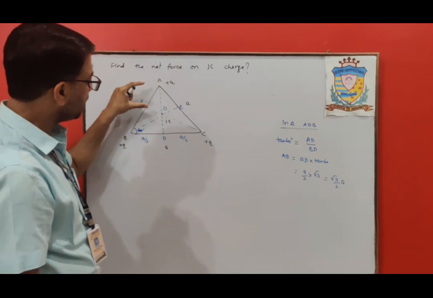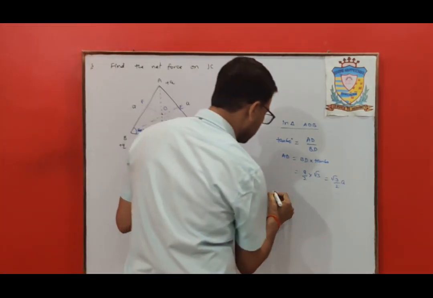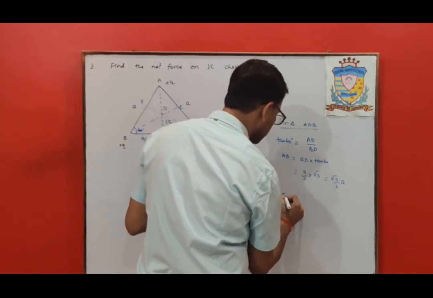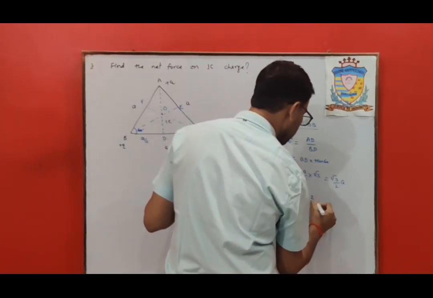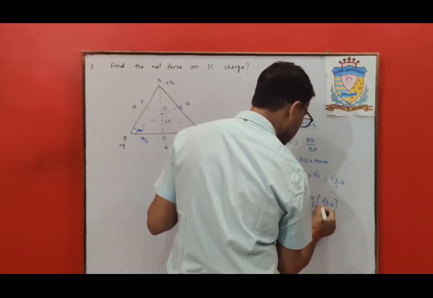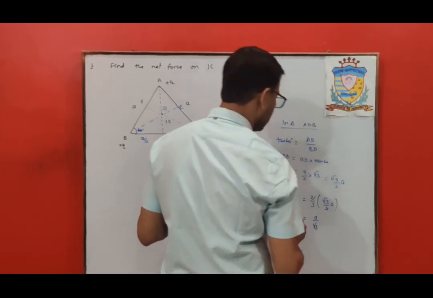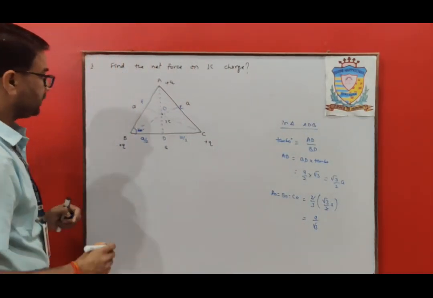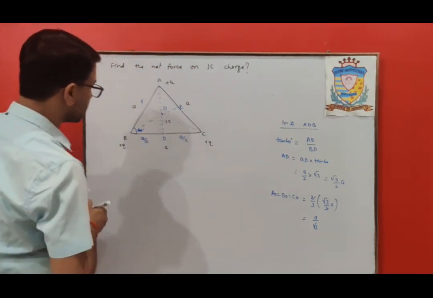As we know that this value is 2/3 of the total. That means AO is equal to BO is equal to CO is equal to 2/3 of root 3 by 2 A. Here this will be cancelled out. So this becomes A upon root 3. Now we can calculate the force on 1 coulomb charge.